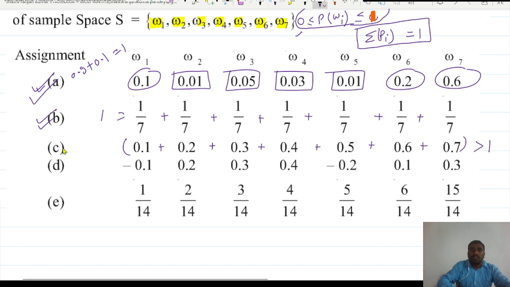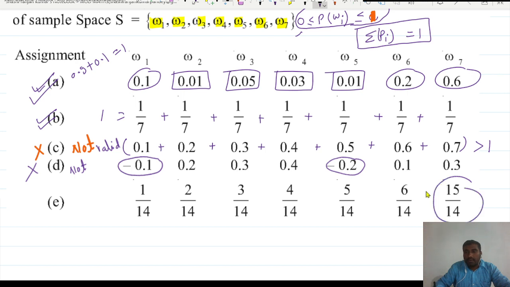This implies this is not acceptable. This is not a valid probability given here. Okay, let us take D. Here a negative value is given, so we can directly reject it. Again not valid. If you check this one, 15 upon 14 is at least greater than 1. Again not valid, because probability will always lie between 0 and 1.